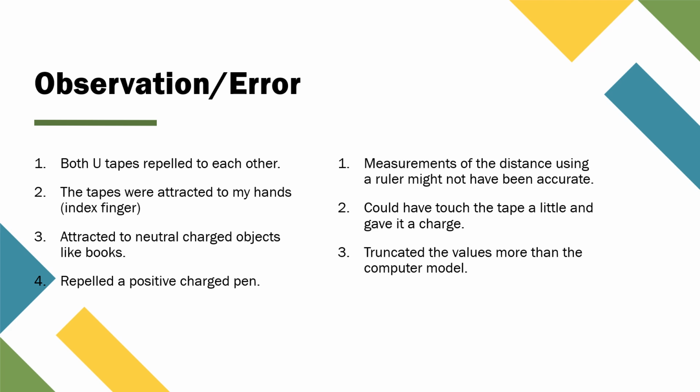Some errors that could have happened during this experiment would have been me measuring the distance displaced between the two tapes. I could have been off by a little bit. I also could have touched the tapes when I was trying my best not to. I could have touched the tapes and given it a charge. And my calculator could have truncated more of the values than the GlowScript model.